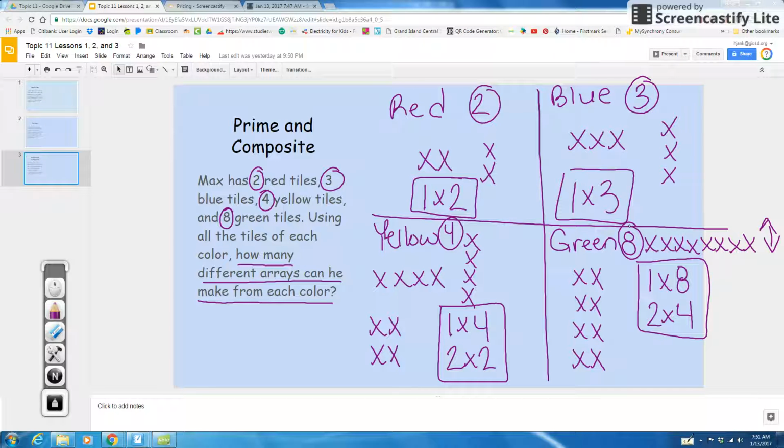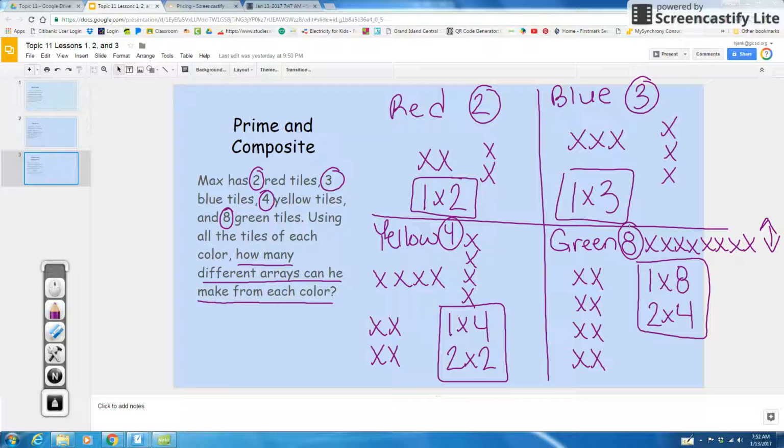Okay. So when I look at this, I say, okay, well, 1 and 2 are the only factors for 2. There's no other numbers to multiply to get 2. 1 and 3 are the only factors for 3. I can't get there any other way. And I look at 4. 1 and 4 and 2 and 2 are factors of 4. 1 and 8 and 2 and 4 are factors of 8.